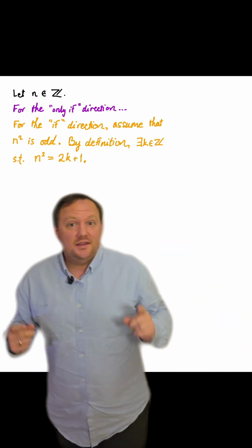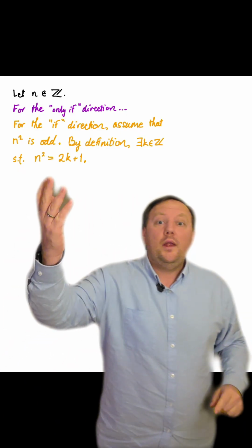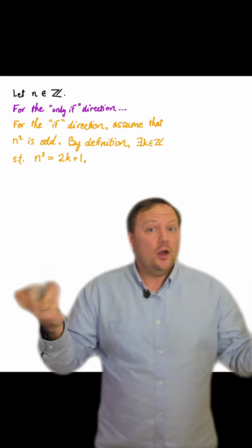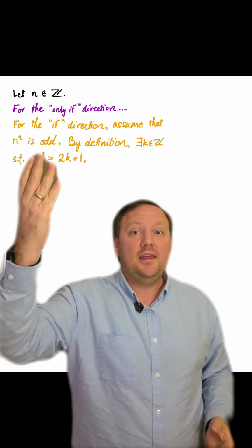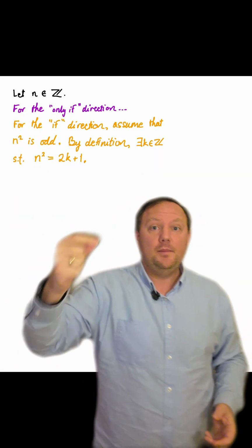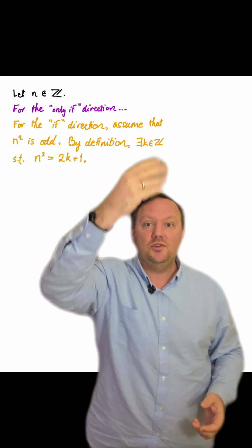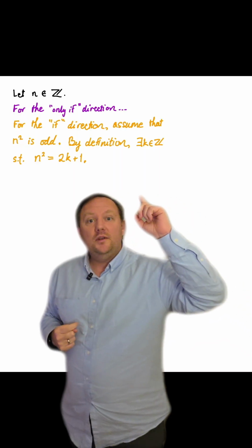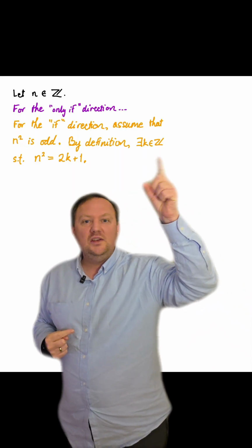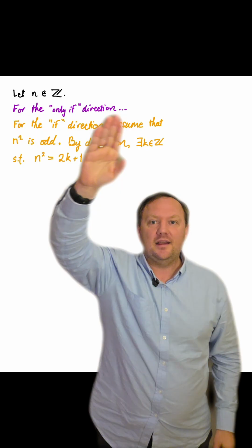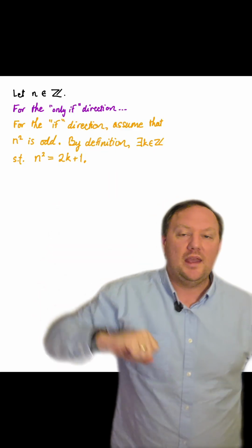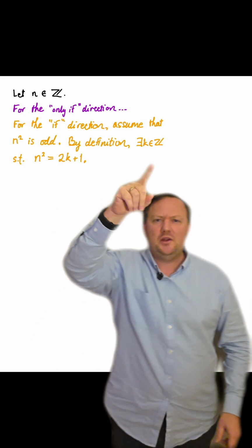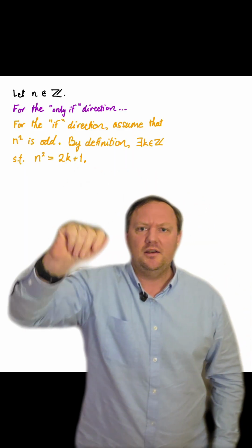As I have emphasized in a previous video, when you do that, what you want to do is unpack definitions. Since we're assuming that n squared is odd, that must mean by definition that there exists an integer k such that n squared is equal to 2k plus 1. Notice that I don't need to worry about reusing the letter k because the lifespan of that variable, so to speak, ended when we ended the only if direction. So I'm free to reuse it. You could call it something else, but it's fine to call it k.